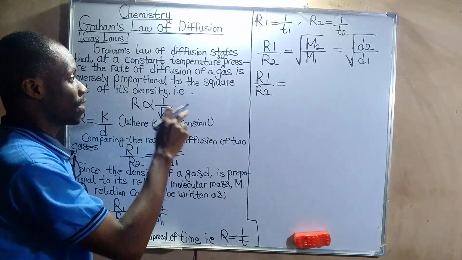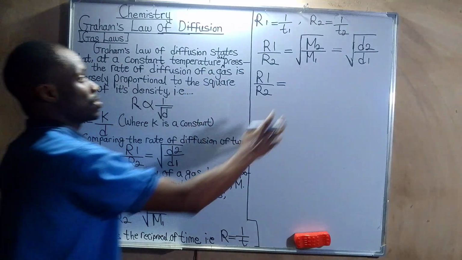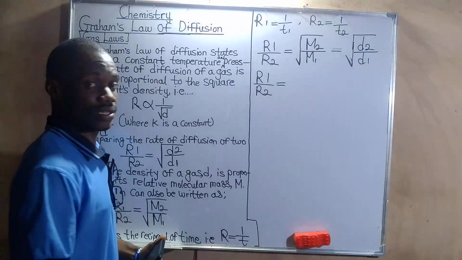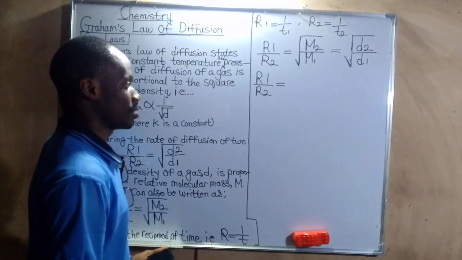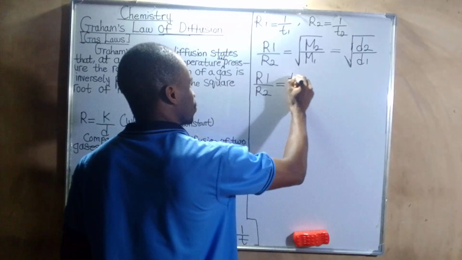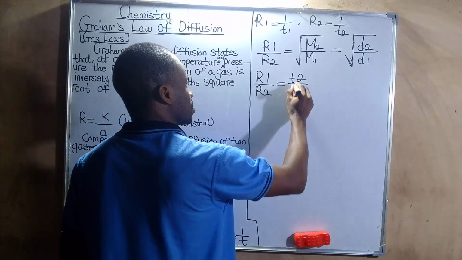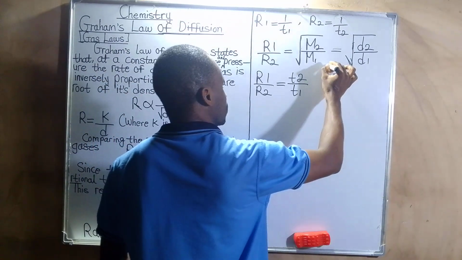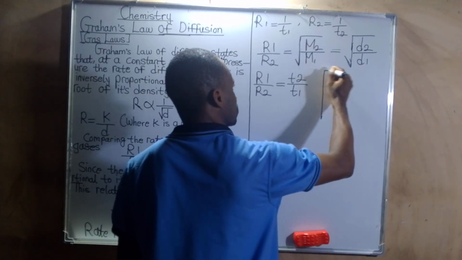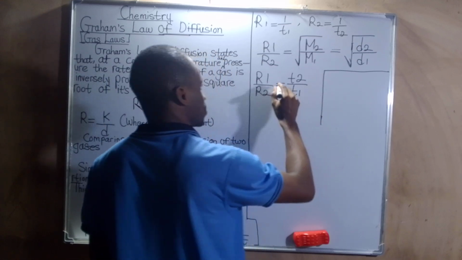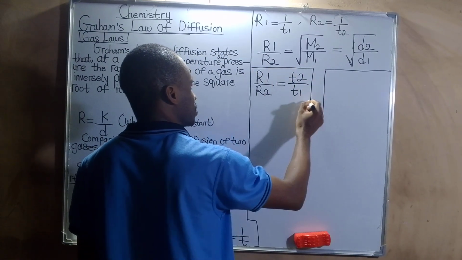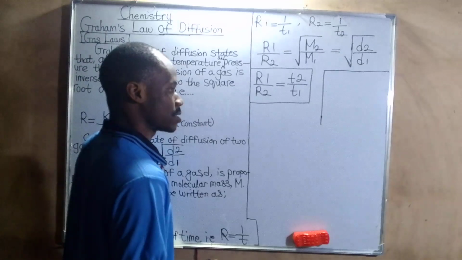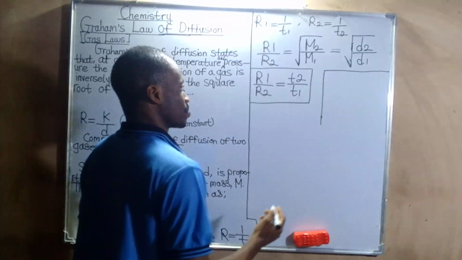So if R1 over R2 is equal to the molecular mass M2 over M1 and D2 over D1, then definitely it's going to still be so for the time. So we'll now have T2 all over T1. It's going to complement. Let me prove this for you, because mathematically you have to prove that this is correct. It's saying that R1 over R2 is equal to T2 over T1. Let's prove if it is correct.